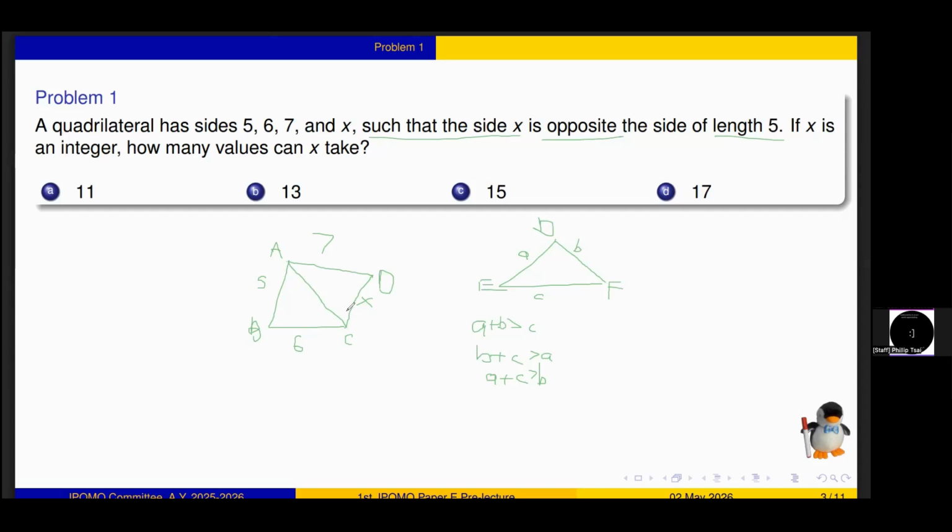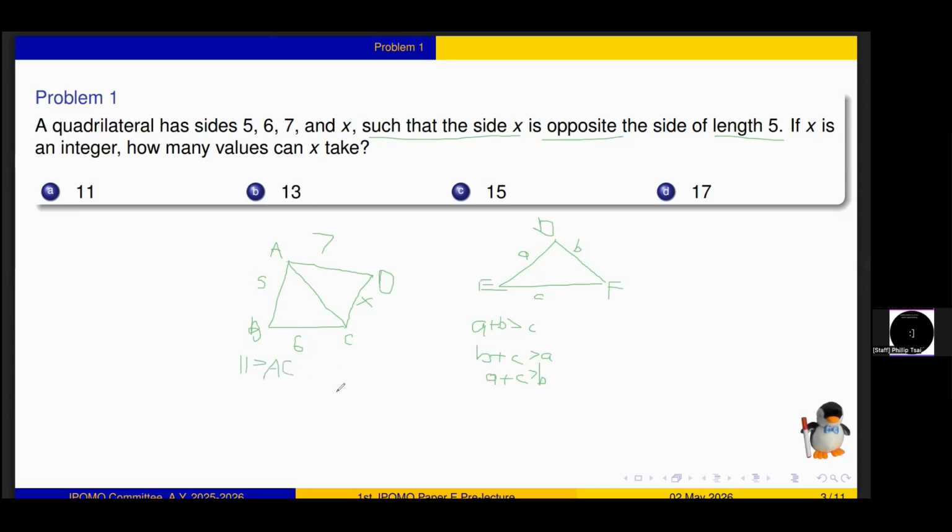Find the possible values. Yeah, actually, you're right. We can find the possible values of AC. That in turn restricts x, which is CD, because we can use the triangle inequality to bound x. So in that case, we know that 11, which is 5 plus 6, is greater than AC.